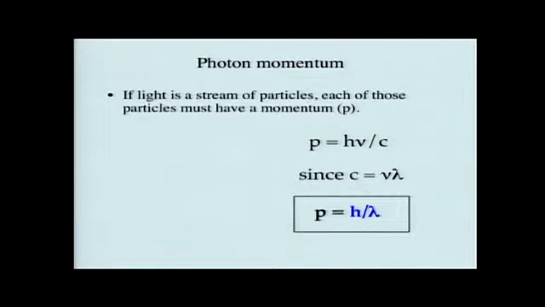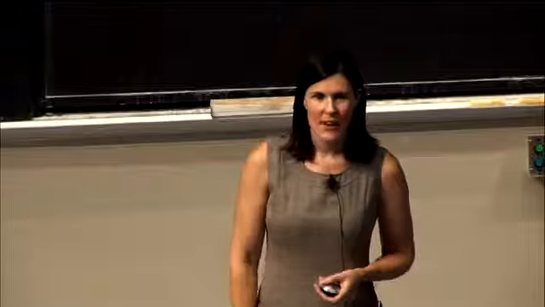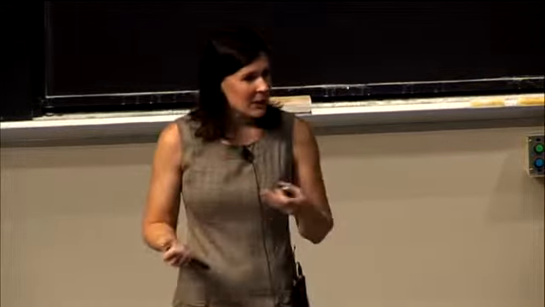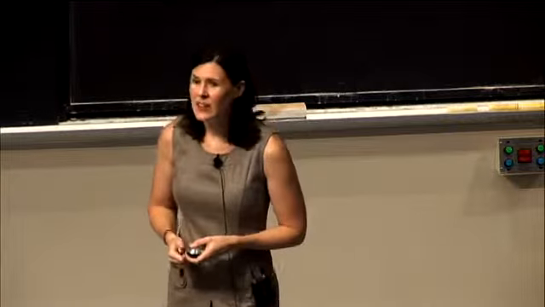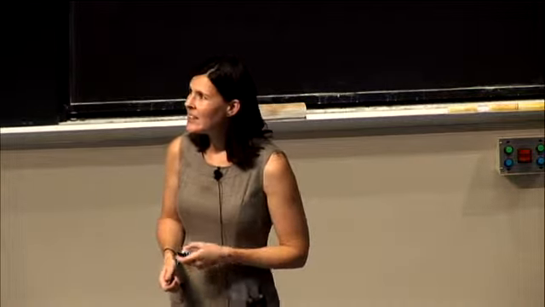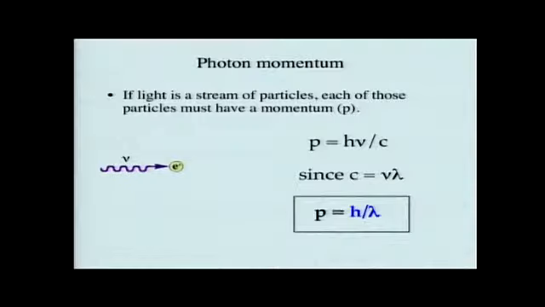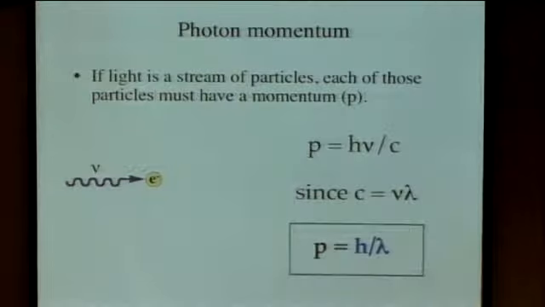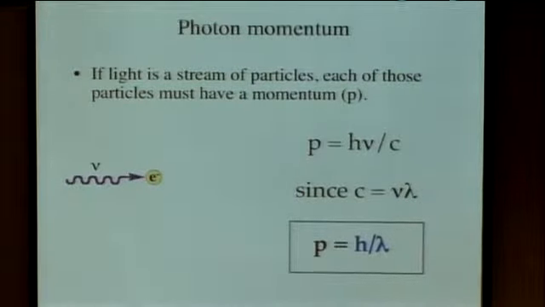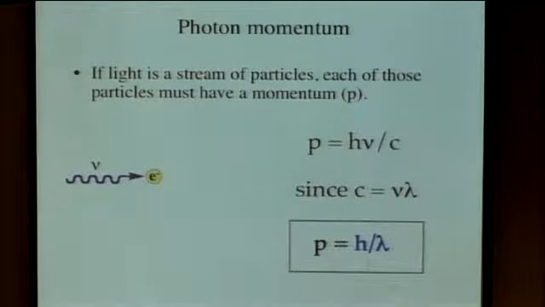So since the speed of light equals lambda nu, we can say that momentum is equal to h divided by lambda. And there was experimental evidence that came along that supported this, and this is called the Compton scattering experiment. This was done by Arthur Compton, and basically what he did was he took X-ray light, which had a very high frequency because it was X-rays, and he shot it at a stationary electron.